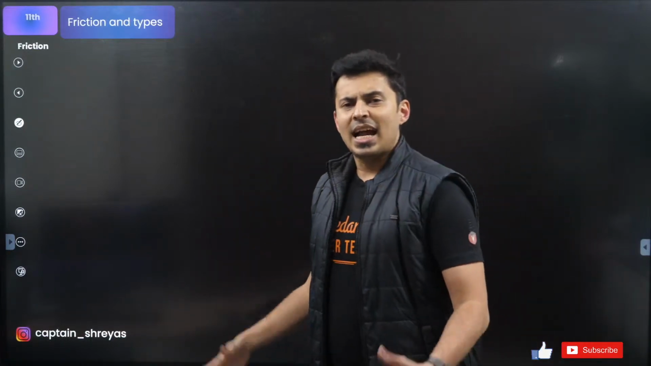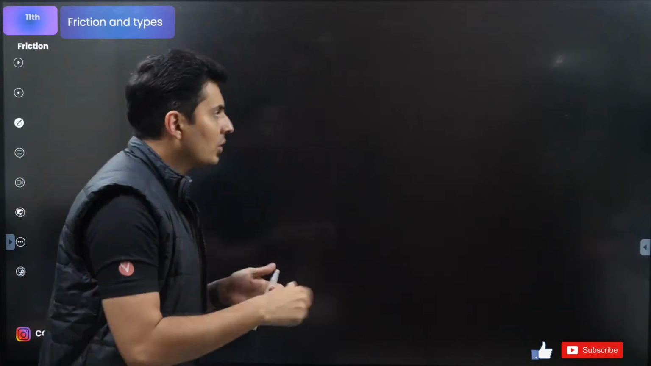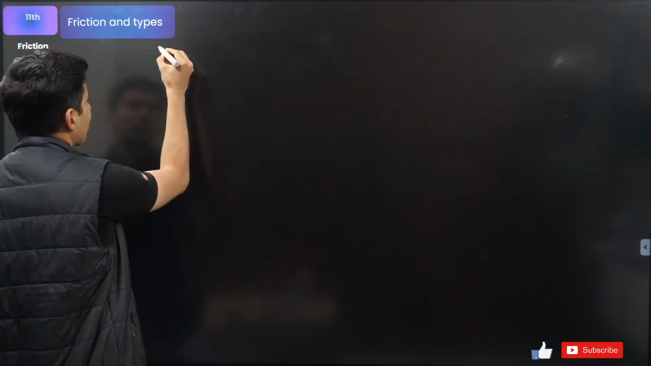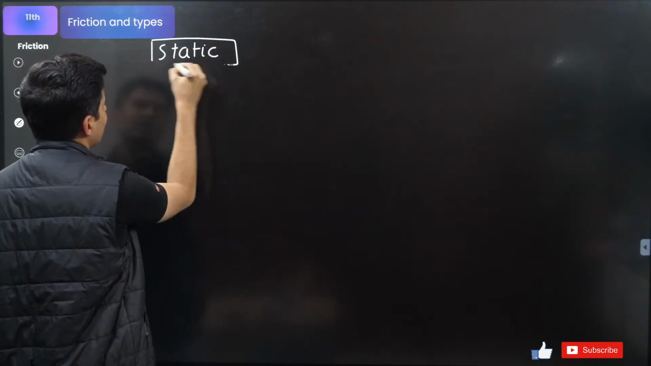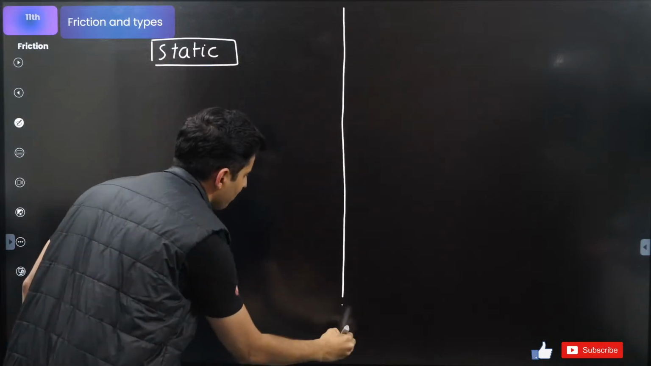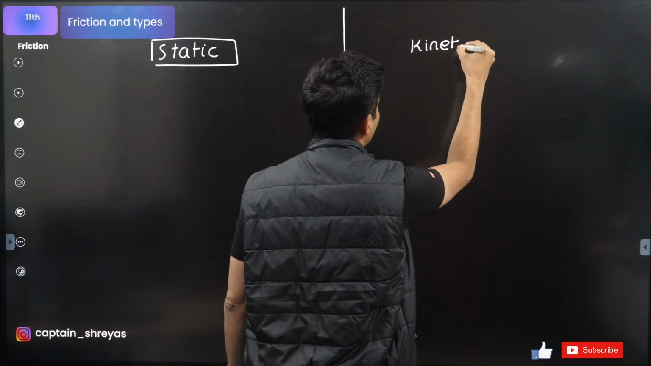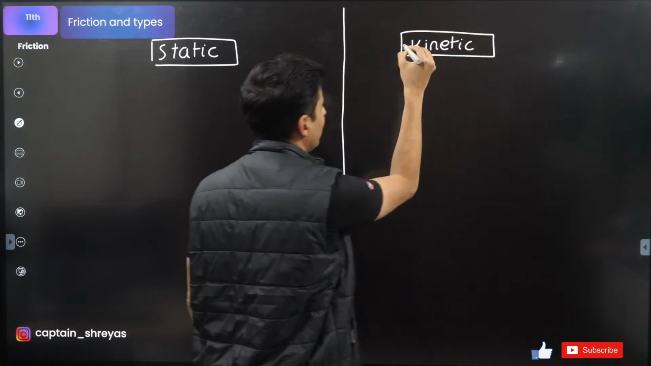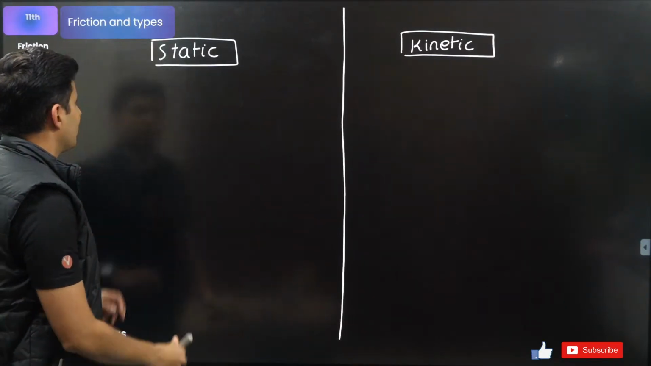Very good. There are two types of friction. One is static, one is kinetic. Why are there two types? Because there are two kinds of things. One is actual motion, one is tendency of motion. So the two types of friction are, number one, static friction. The second one, dynamic, or simply put, kinetic friction. Okay, very good. Now what happens in static friction and kinetic friction?